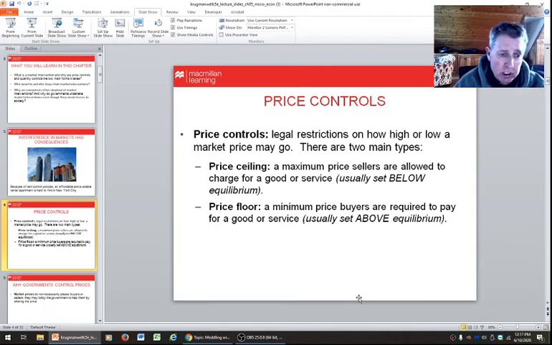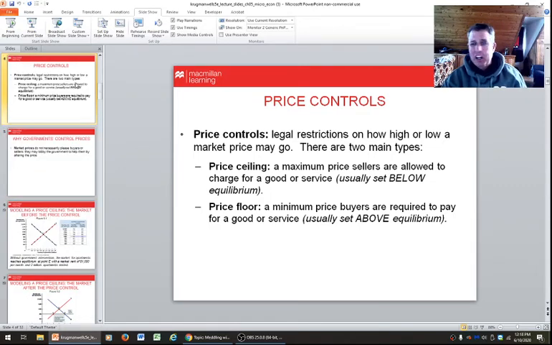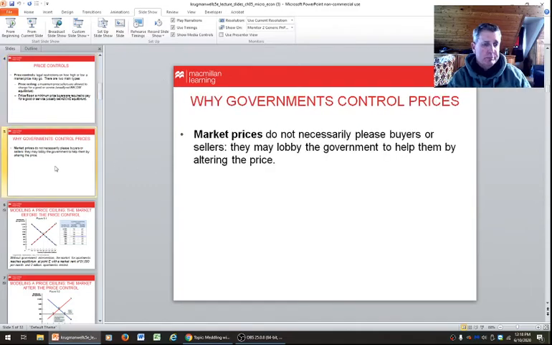A price floor is the minimum price buyers are required to pay for a good or service, usually set above the equilibrium, right? The minimum wage is a price floor, as I discussed last night. I hope I said it that way. Yeah, so the minimum wage is a price floor. So we're setting the price of wages above the equilibrium. And I think you already saw if you glanced at the discussion when I put it up, or maybe you are now, you'll see that.